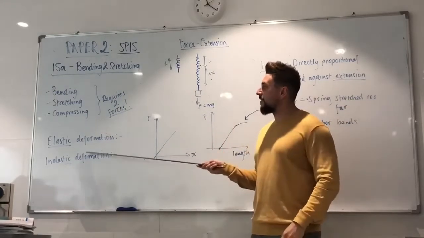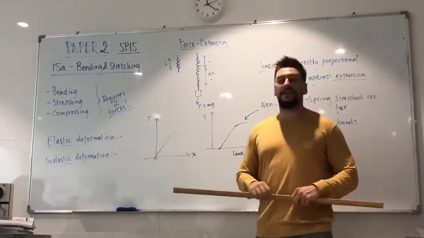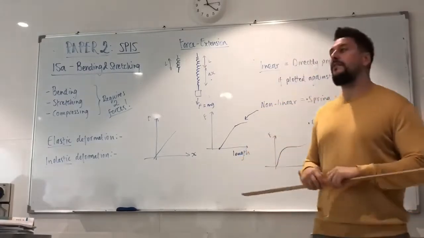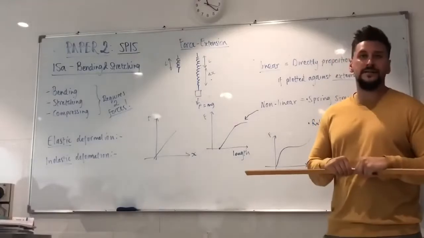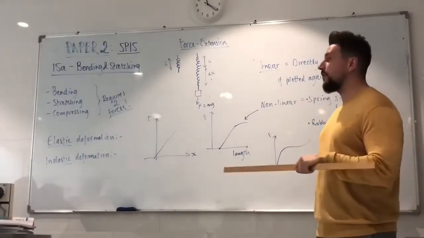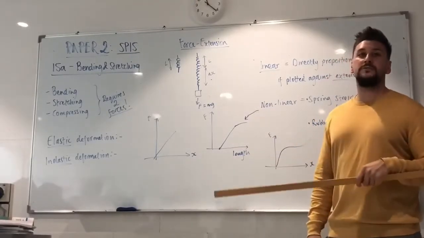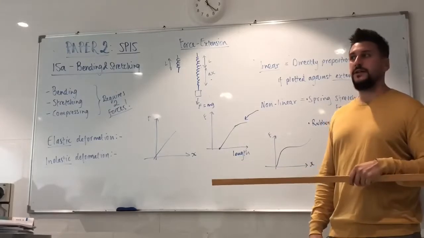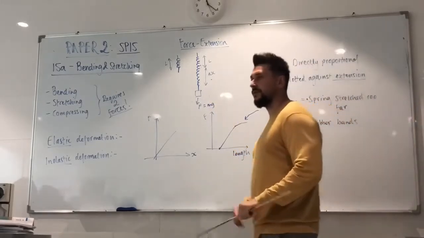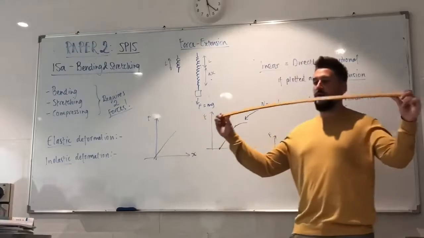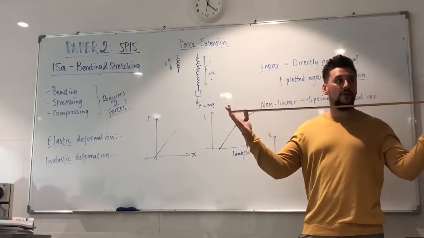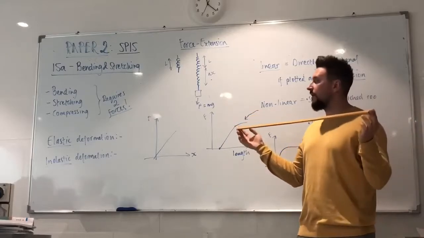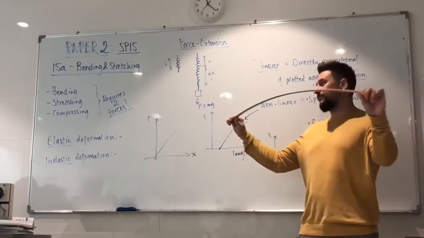That's elastic deformation. So the definition of elastic deformation is if you apply a force on an object to stretch, bend, or compress, when you remove the force, it will go back to its original shape. Okay? So that's elastic deformation. So yes, I'm still deforming this ruler. That's a deformed ruler. Yeah? But if I let go, it goes back to its original shape. So I've elastically deformed it here.